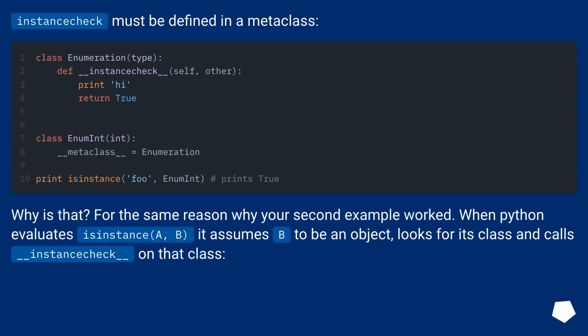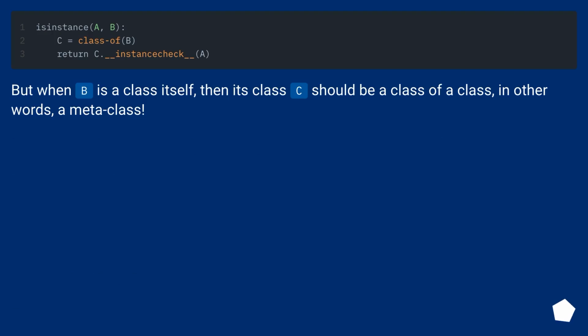Instance check must be defined in a metaclass. Why is that? For the same reason why your second example worked. When Python evaluates instance(A, B), it assumes B to be an object, looks for its class and calls __instancecheck__ on that class. But when B is a class itself, then its class C should be a class of a class, in other words, a metaclass.